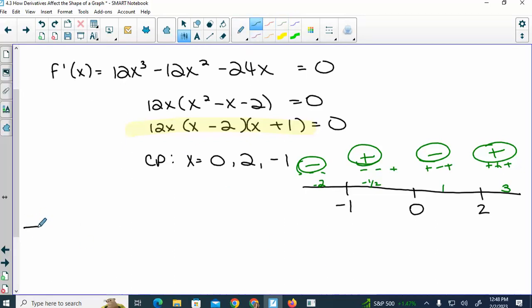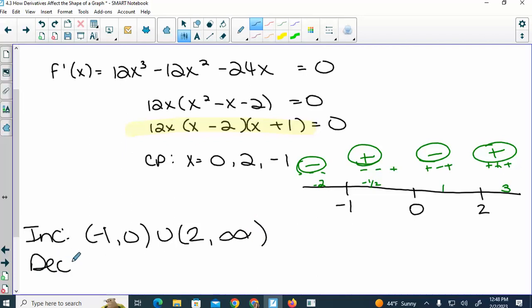So where is my graph increasing, Bill? From negative to -2. Wait, increasing, sorry. From -1 to 0, and from 2 to infinity. All right. Ben, where is it decreasing? From -infinity to -1, and from 1 to, no, from 0 to 2.